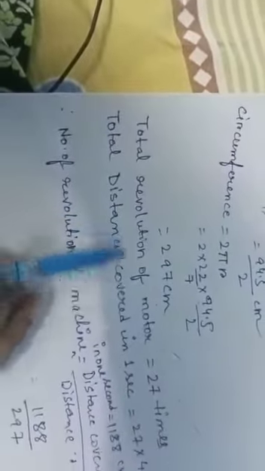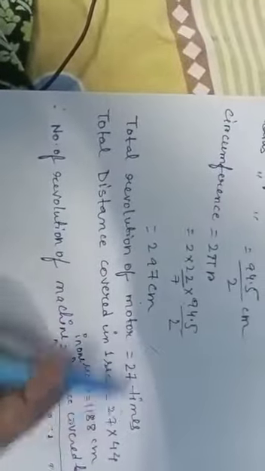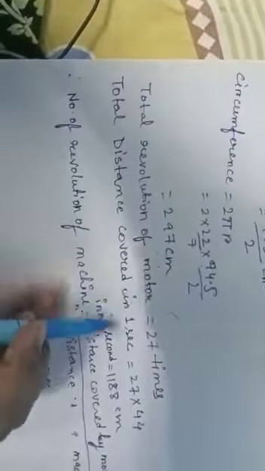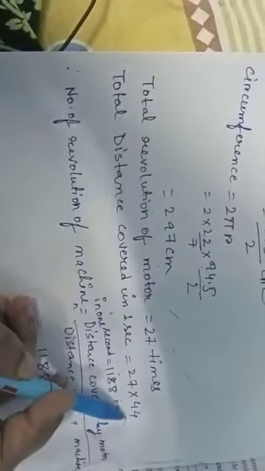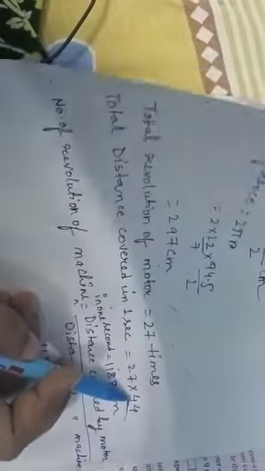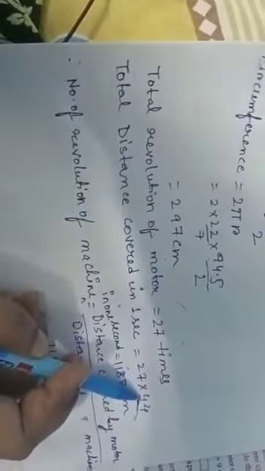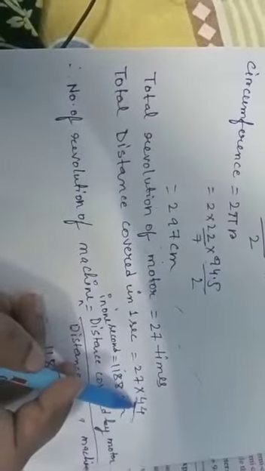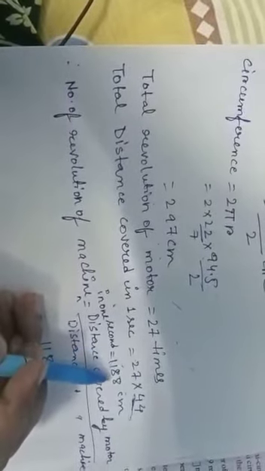So total revolution of the motor: how many times is the motor wheel revolving? It is written, if the motor wheel revolves 27 times in a second, in 1 second it is revolving 27 times. So the total distance covered in 1 second is 27 into 44. Why 44? Because the circumference of the motor wheel we got is 44. When you multiply, you will get 1188.